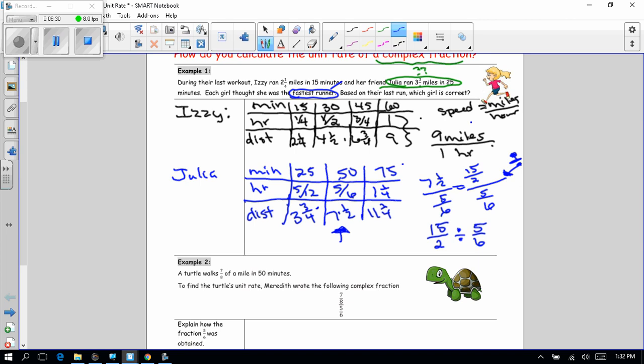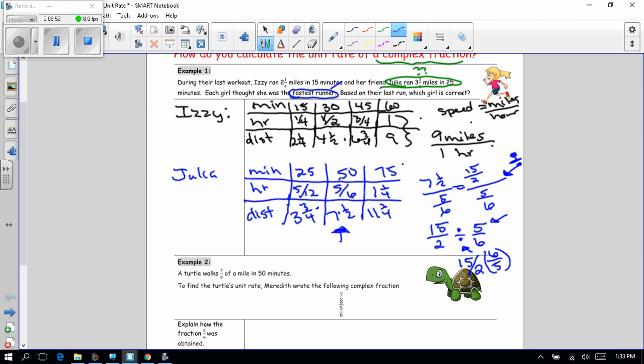Well, I learned a little ditty, a little saying when I was a kid. When dividing fractions, don't be shy. Just flip the second number and multiply. So I'm going to leave 15 over 2, and I'm now going to multiply by the flip of 5/6, the reciprocal, which is 6/5.